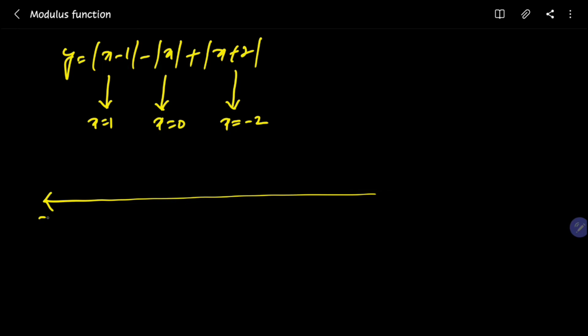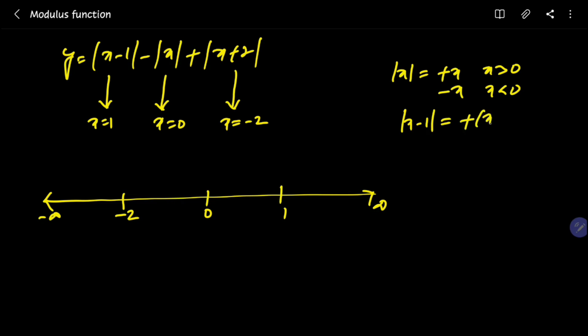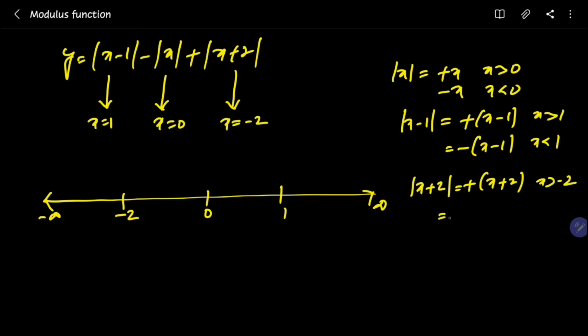The behavior of these modulus functions can be clearly understood before and after the points where they become zero. So the first modulus function, mod x, is plus x when x is greater than 0, and minus x when x is less than 0. And the second one, mod of x minus 1, is equal to plus of x minus 1 when x is greater than 1, and minus of x minus 1 when x is less than 1. In the same way, mod of x plus 2 equals plus of x plus 2 when x is greater than minus 2, and it is equal to minus of x plus 2 when x is less than minus 2. The reason behind taking these modulus functions this way was already explained in part 1. I am giving the link in the I button, please take a look at it.